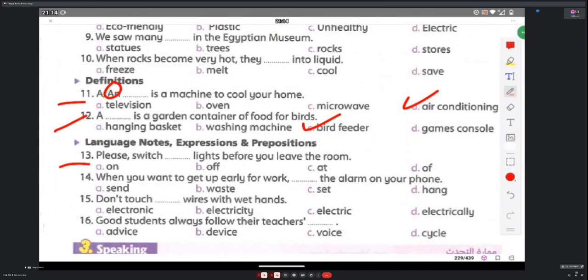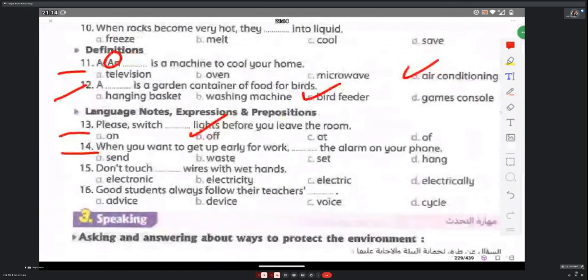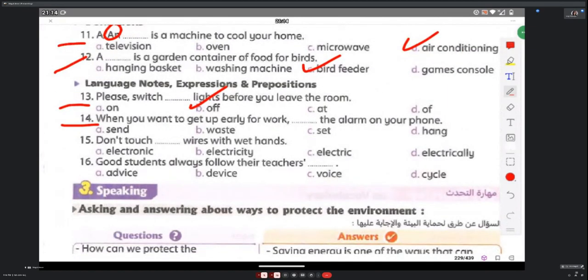Please switch dash lights before you leave the room. Switch off. When you want to get up early for work, dash the alarm on your phone. Set. Don't touch dash wires with wet hands. Don't touch electronic wires.